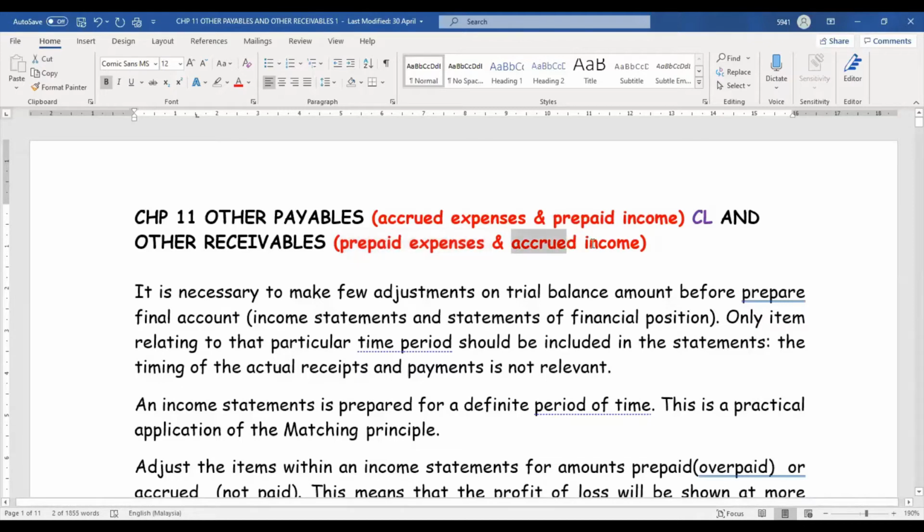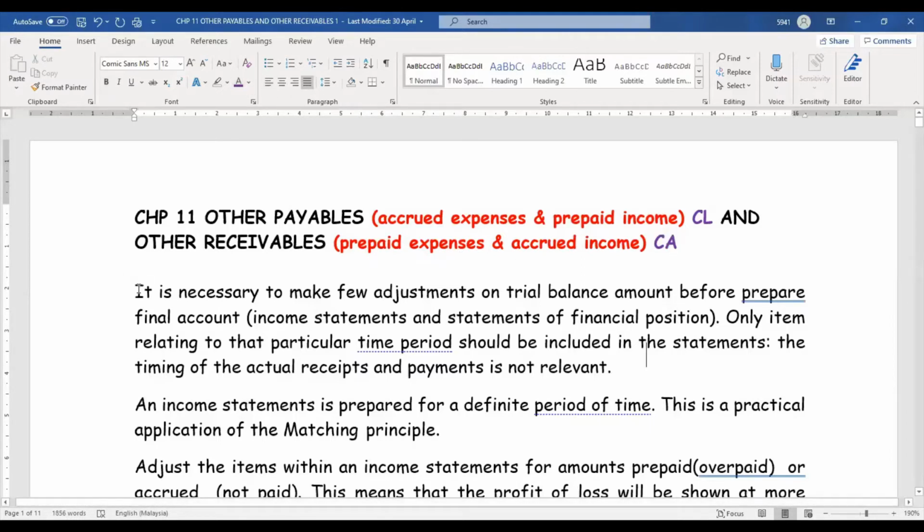What is accrued income? The income that we supposed to receive, but we haven't received. We call that accrued income. Both of these are other receivable. Other receivable, we have prepaid expenses and accrued income. Both of these we will record as a current asset.